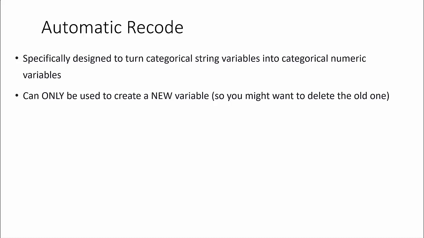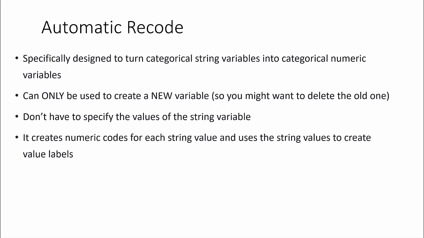And it can only be used to create a new variable. You can't overwrite the existing one, so you may have to delete the old one. But you don't have to specify the values of the string variable during the recode. That's the automatic benefit. Instead, it will automatically create numeric codes for each unique string value that it encounters, and it will use the string values it encounters to create value labels.